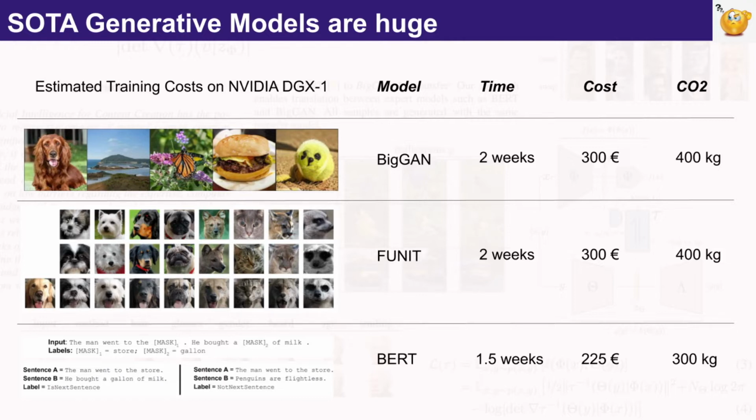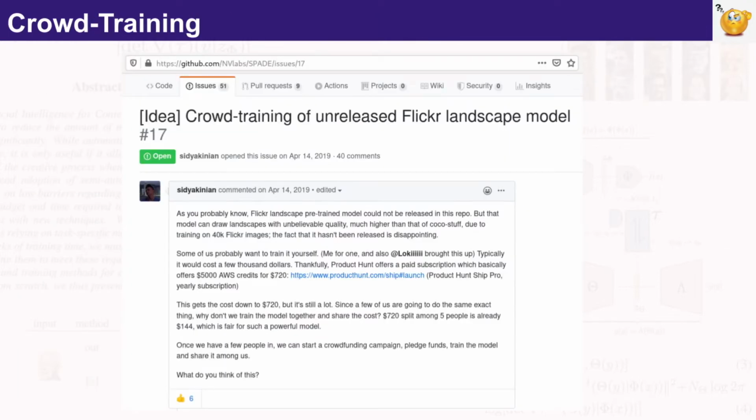Note that this assumes that you already know the hyperparameters for your task. This goes so far that people have to join forces for crowd training to be able to train a single state-of-the-art model in slightly different configurations than the released ones. Thus, we ask ourselves how to optimally reuse the computational effort put into the training of these models.